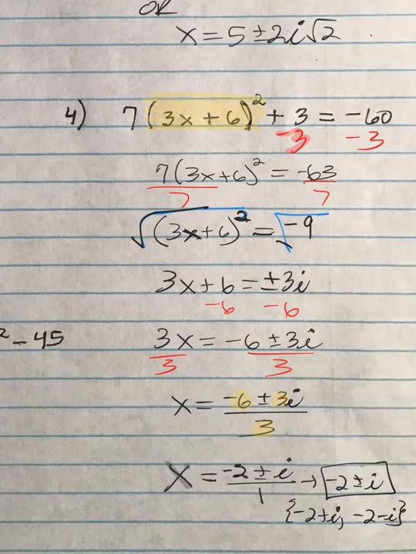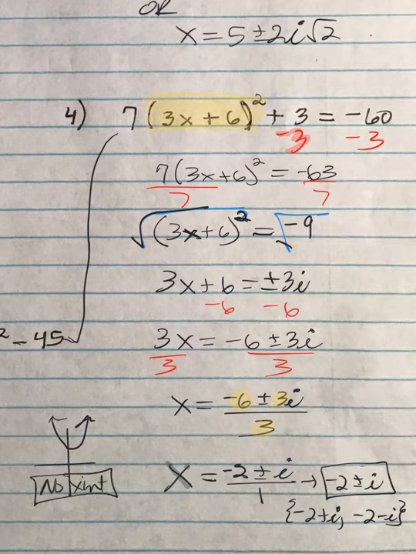We wouldn't call them x-intercepts because if you have imaginary solutions, that means if we were to go back and graph this, we would find out that it would never hit the x-axis. So there would be no x-intercepts. I know that there's no x-intercepts because I got imaginary solutions. So they're still solutions, but they're not x-intercepts.